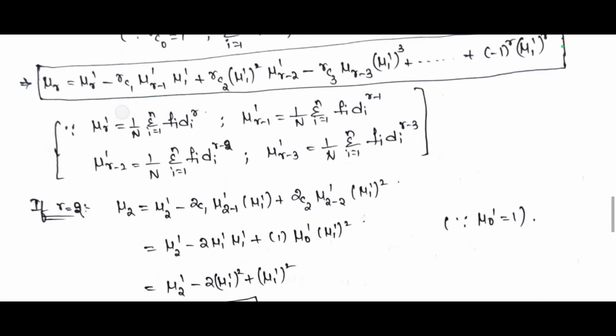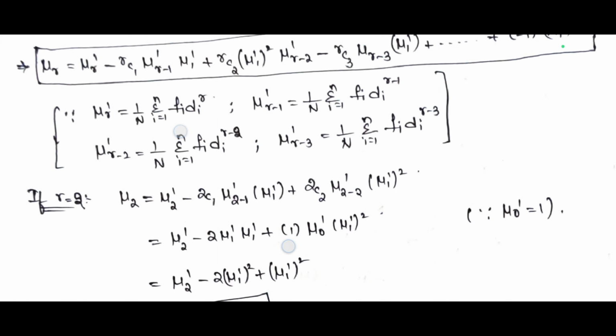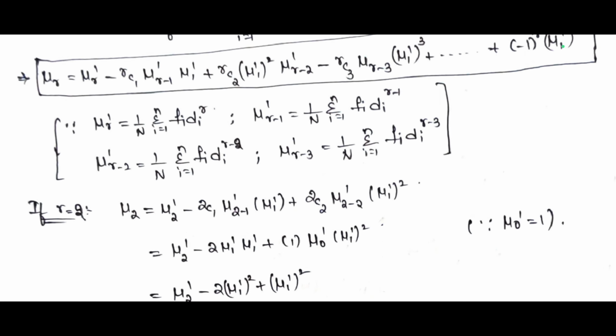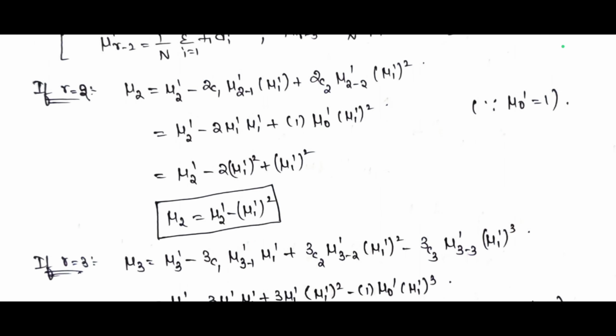Okay, if you substitute the values of r in this functionality, then if you substitute r equals 2, mu2 will be obtained in terms of non-central moments: mu2 dash minus 2c1 into mu2 minus 1 dash into mu1 dash plus 2c2 into mu2 minus 2 dash into mu1 dash whole square. On simplification, we will get mu2 is equal to mu2 dash minus mu1 dash whole square.